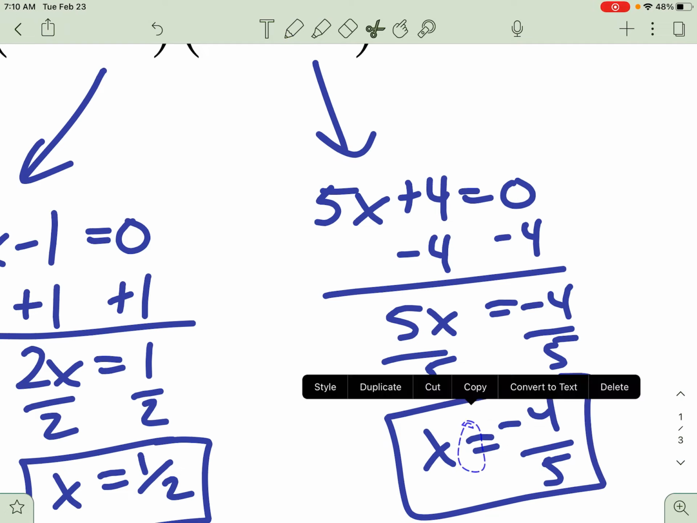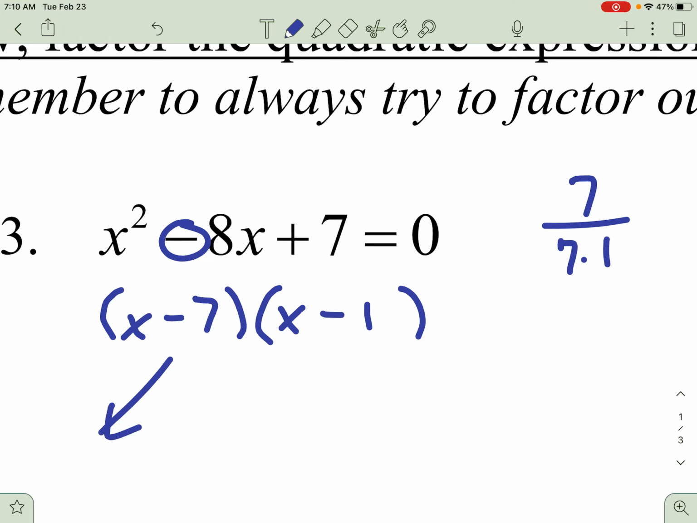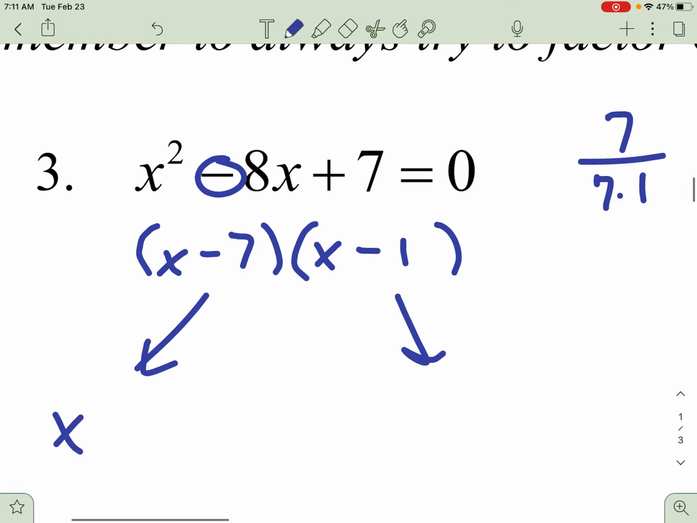Okay, so let's get a little bit more complicated here. We're going to try and factor these down and then solve them, right? So pretty simple. Trinomial here breaks down to x and x. Factors of 7 are 7 times 1, but the middle number has to be negative, so we have negative 7, negative 1. Okay, then we're going to break those down, set them equal to 0.